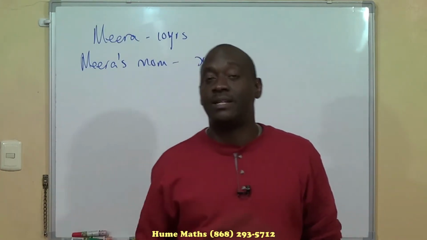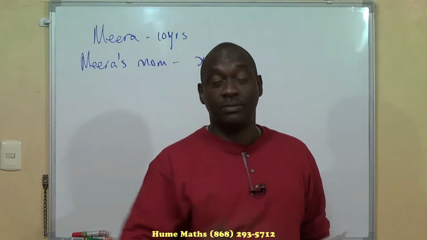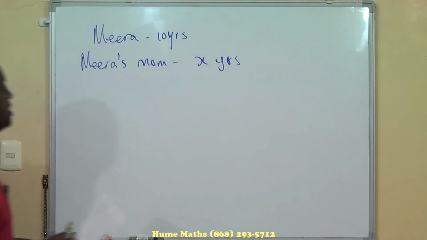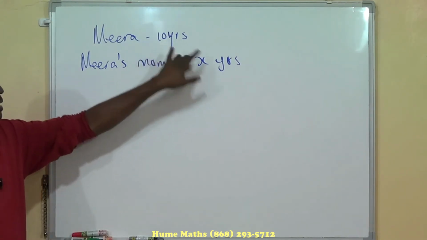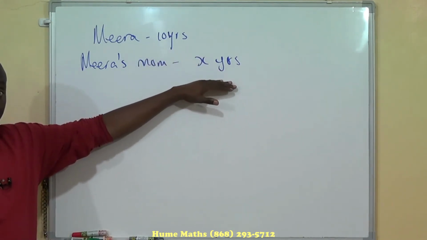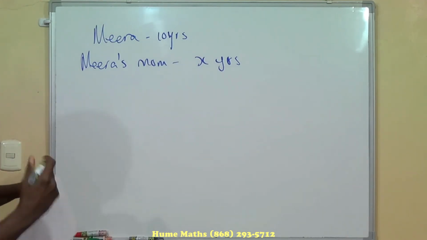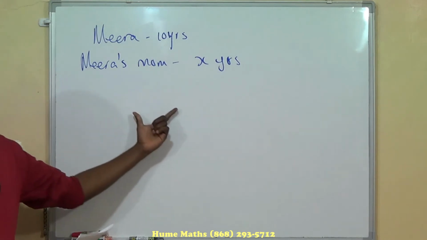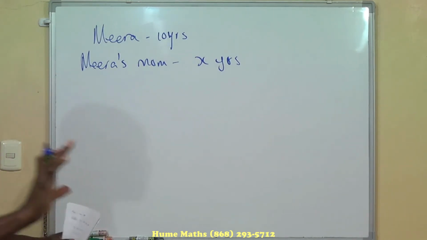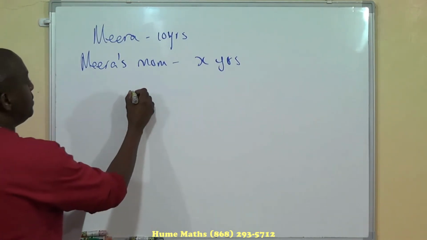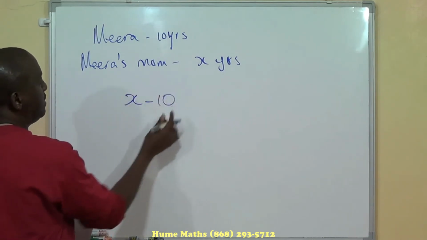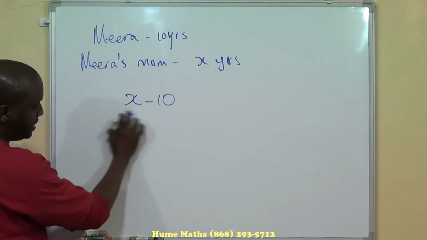The ages themselves will change, but the difference will be constant. So we could use that principle to solve this question here. If Meera is 10 years today and her mom is X years old, then the difference between the two ages, and we're going to put the X first because Meera's mom would obviously be older than Meera, is X minus 10, which is the difference between the age of Meera's mom and Meera's age.